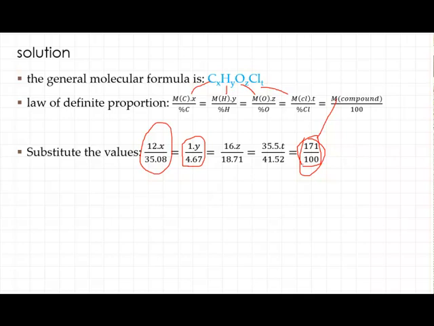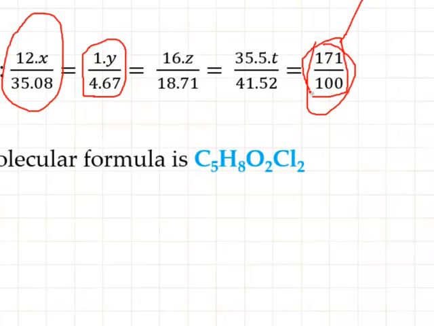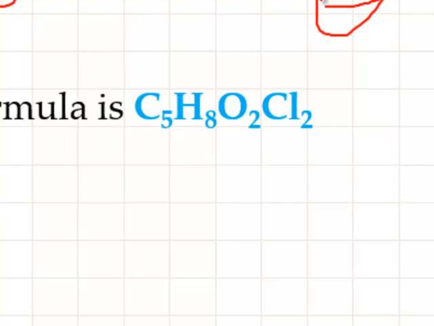I will leave it to you to solve it and to calculate the values of X, Y, Z, T. It should be as follows: X must be 5, Y 8, oxygen 2, chlorine 2. If you calculate it by yourself, you must prove or show that this is the molecular formula of this compound.